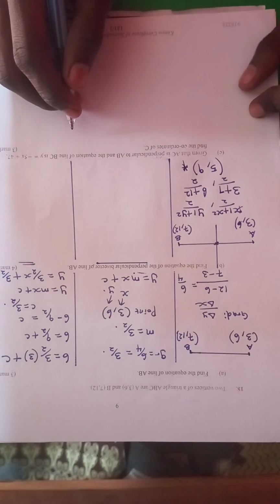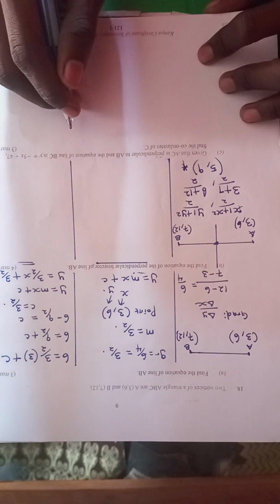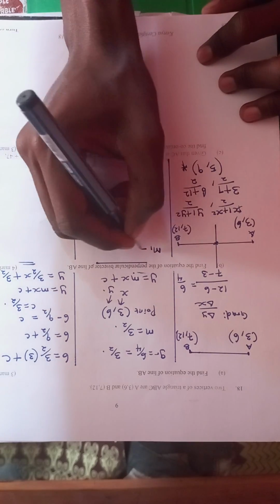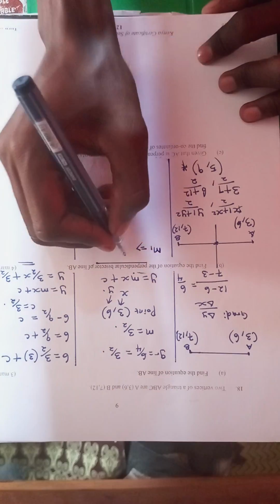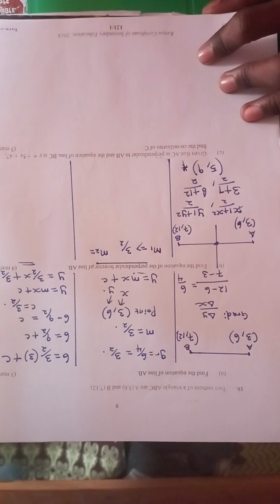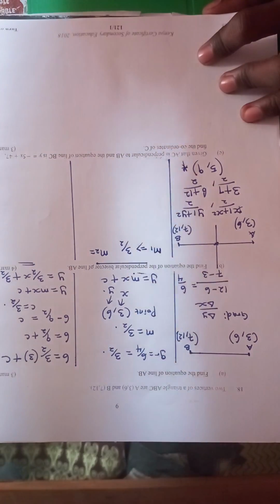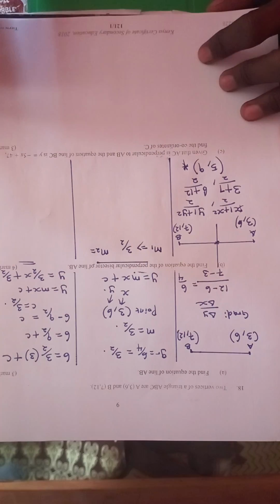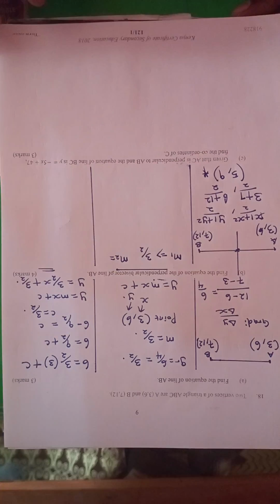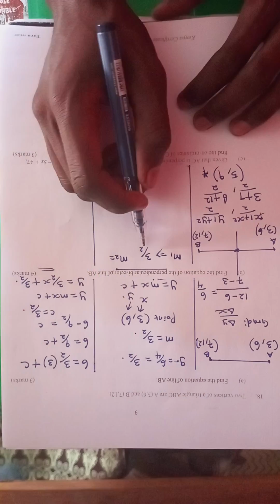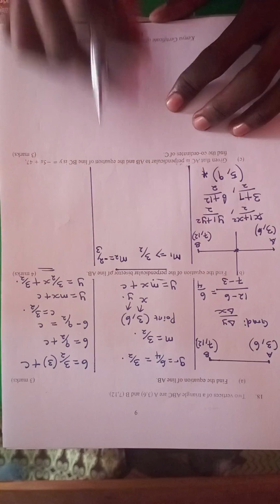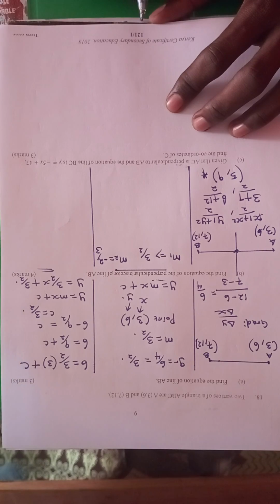So after having 5 and 9, we need to get the gradient of the perpendicular bisector. We have the gradient AB. So AB will be M1. The gradient of AB will be M1, which is 3 over 2. So for M2, or for that of the perpendicular bisector, we know very well that the gradients of perpendicular lines are such that their product is equal to -1. So if M1 is 3 over 2, then automatically M2 will be the negative reciprocal of this one, which will be -2 over 3. Remember, the product of these ones is equivalent to -1.